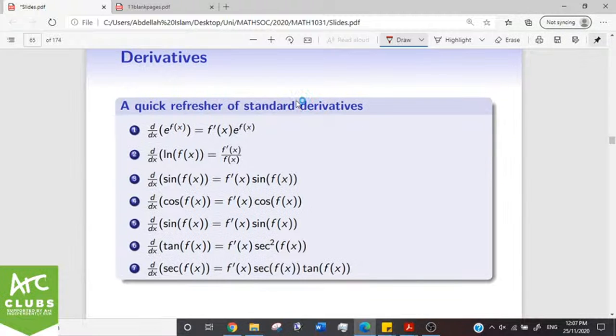Okay, so derivatives have some special properties we can take advantage of. Let's see if this works. Oh, okay, it works now.